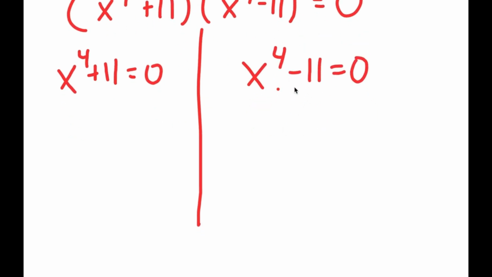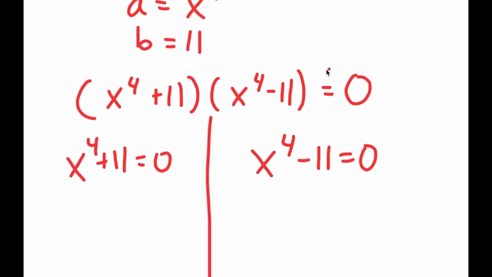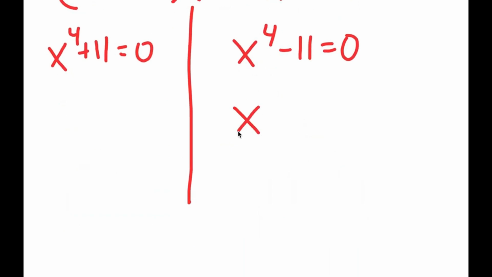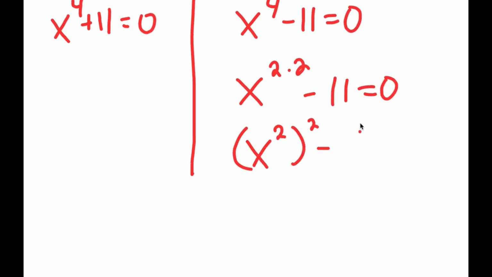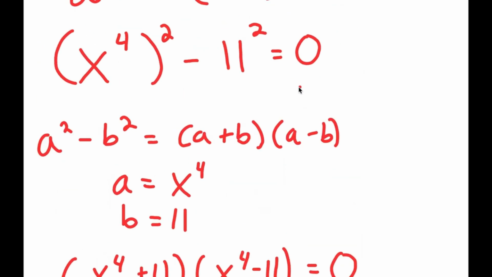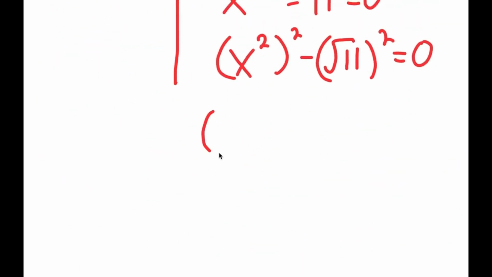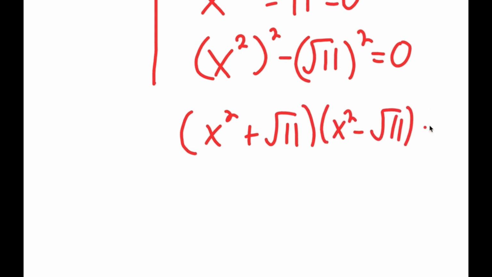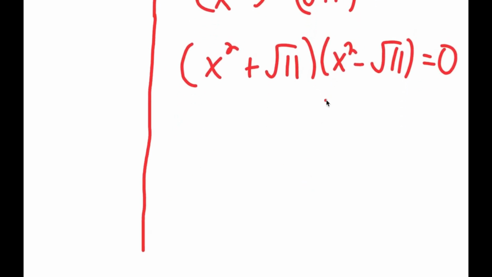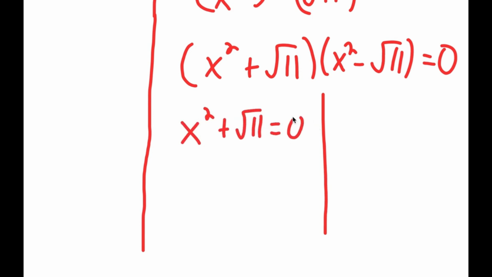And we are still not done yet, because to solve this equation, people are going to think, oh, add 11 on both sides and take the fourth root. But we're going to do the same thing we did with our original equation. I'm going to rewrite x to the power of 4 as x to the power of 2 times 2, and now I can rewrite that as (x to the power of 2) to the power of 2. And 11, I'm going to rewrite as the square root of 11 squared. So now I can use this property again. So I get (x squared plus the square root of 11) times (x squared minus the square root of 11) is equal to 0. And again, I get two equations. I get x squared plus the square root of 11 is equal to 0, and x squared minus the square root of 11 is equal to 0.